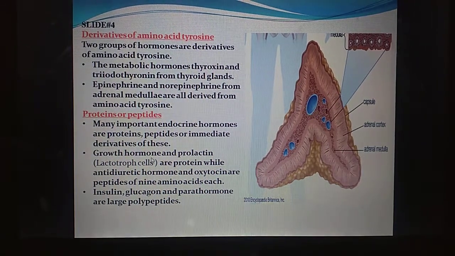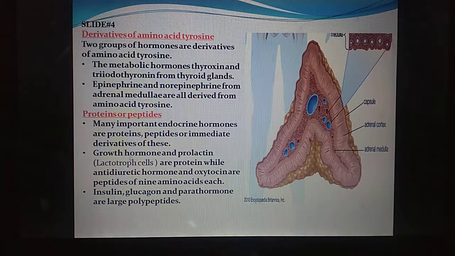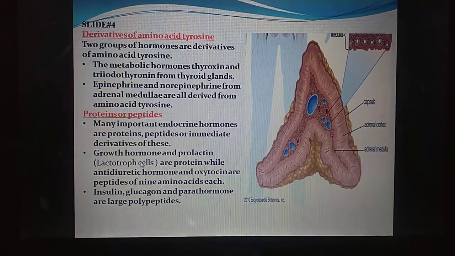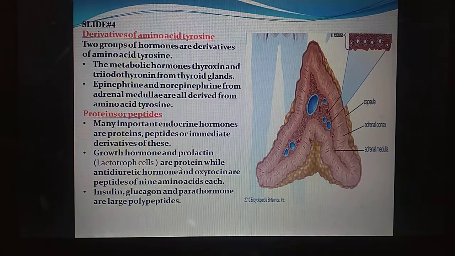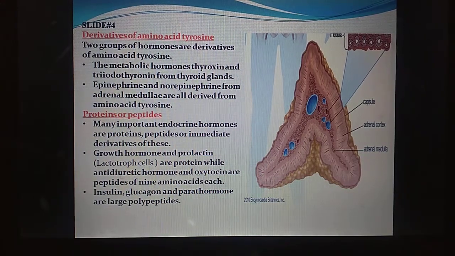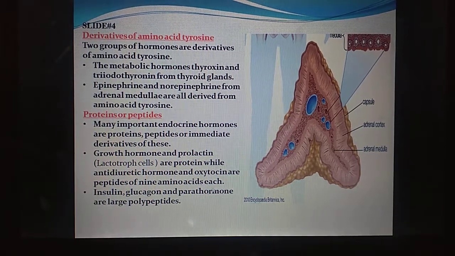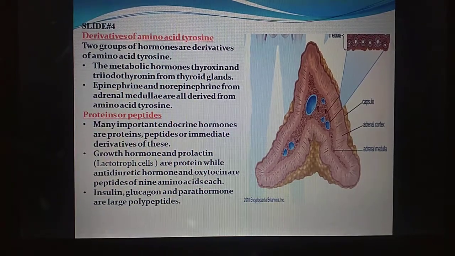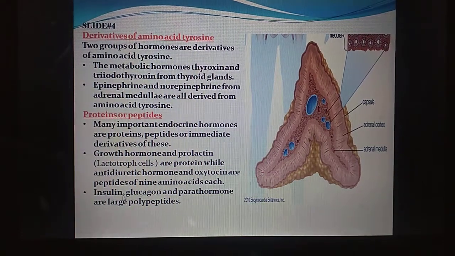Okay, growth hormone is also secreted by the anterior pituitary. The anterior pituitary is also called adenohypophysis, and the master gland as well. So growth hormone and prolactin are secreted and produced by the anterior pituitary, and they are basically proteins, while antidiuretic hormone and oxytocin are peptides of 9 amino acids each. Antidiuretic hormone and oxytocin are produced by the posterior pituitary, or neurohypophysis. They are peptides of 9 amino acids each.